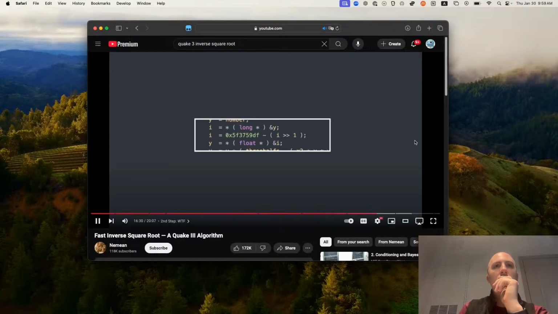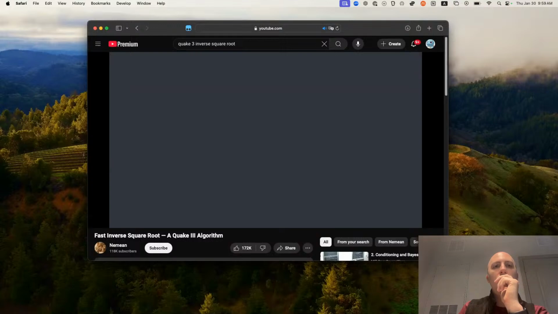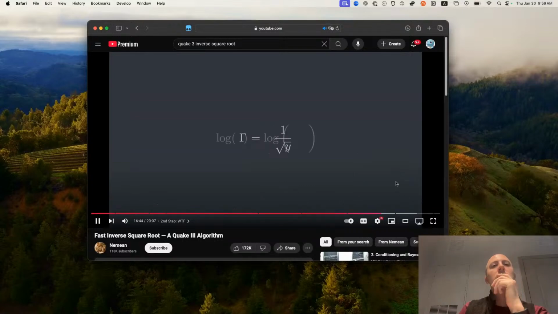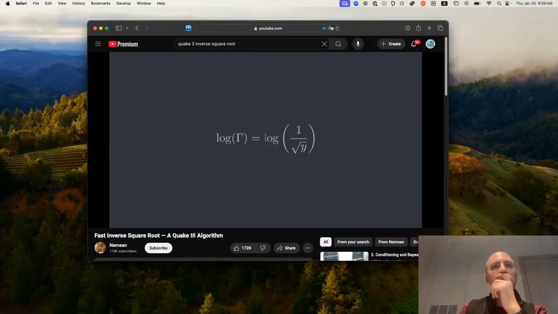But why is this number 0x5f37590f here again? Well, because our logarithm is actually scaled and shifted. So let's calculate and understand where it comes from. Let gamma be our solution. Then we know that log of gamma equals log of y to the power minus a half, which equals minus a half times log of y.